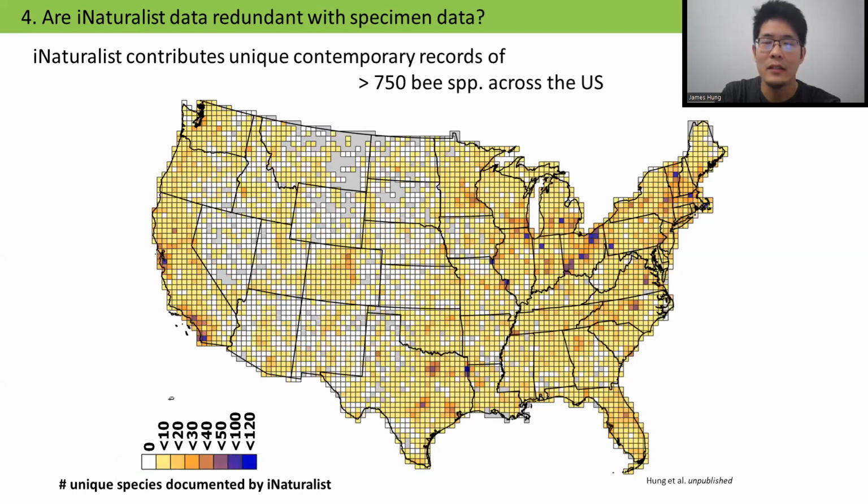And even when we look past the raw abundances and consider the species level, we found that for over 750 bee species, iNaturalist provided the only publicly available contemporary data over the last 20 years at some localities, and this kind of phenomenon occurred in the vast majority of the grid cells that we examined on this map. This shows that iNaturalist is capturing significant amounts of unique bee occurrences that inform the contemporary status and distribution of our bees, at least for the subset of the species that can be reliably identified from photographs.